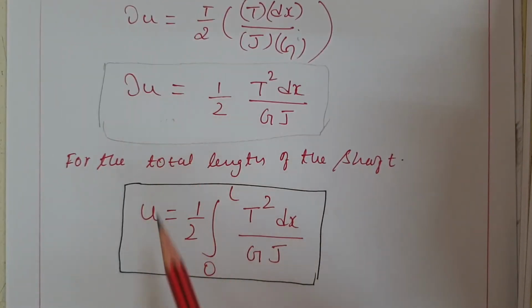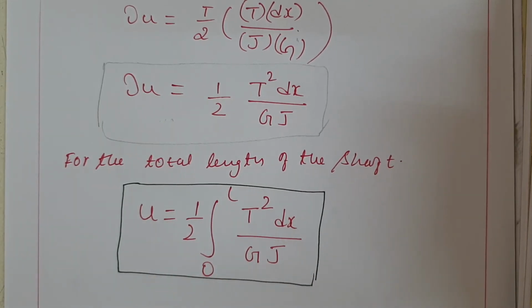In order to get the strain energy due to torsion, or twisting moment, for the total length of the shaft, U will be equal to 1 by 2 integrating 0 to L of T square into dx divided by G into J. This is the total strain energy for the shaft subjected to torsion. That ends the derivation.